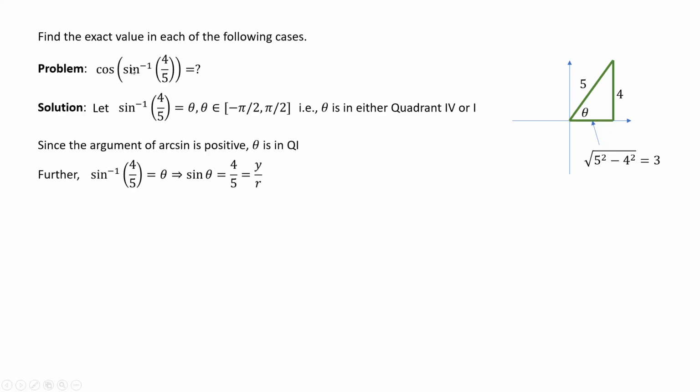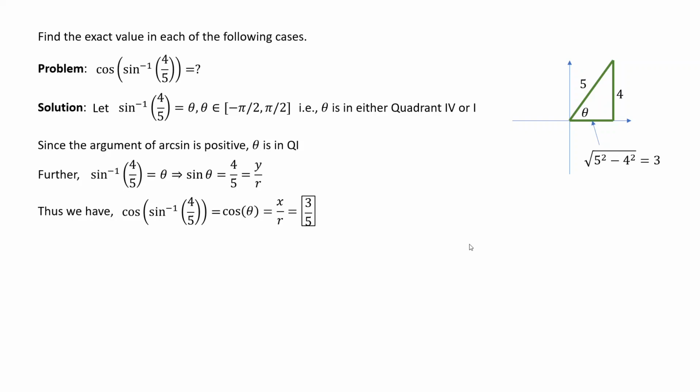For example, here apparently we need cosine of sine inverse of 4/5. Any idea how we are ready to figure that out? Didn't we say sine inverse of 4/5 is theta? So could I replace sine inverse of 4/5 with a simple theta? Yeah, I can. So what does this become? Cosine theta. But cosine theta is x over r. What is x? 3. What is r? 5. So this is 3/5. Done.